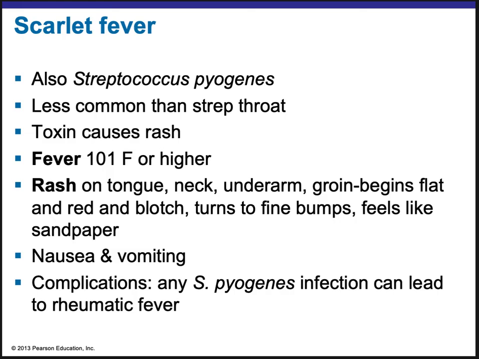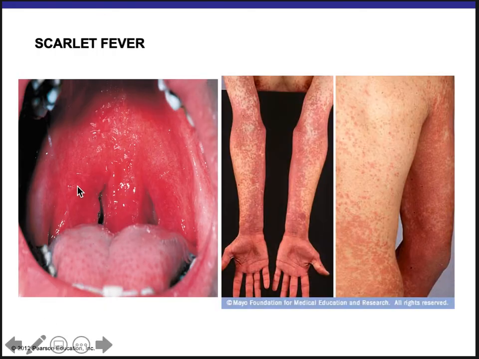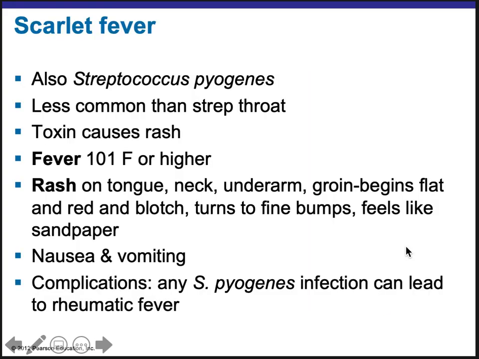Okay, so let me show you these images. So incredibly red and swollen throat. You can start to get a rash on the tongue and then on the body as well. This rash actually begins flat, as I put here, like it's just red blotches, but then it will turn to fine bumps and feel like sandpaper. And so that sandpaper rash is a huge characteristic of scarlet fever. It's one way that it stands out among other types of rashes. You can have nausea and vomiting with this as well.